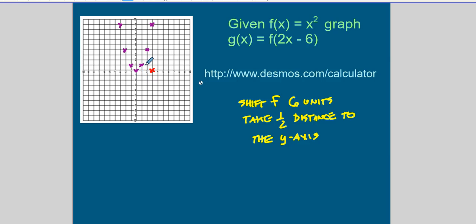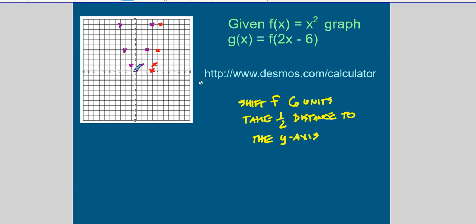Every one of these points, so this point here gets moved 1, 2, 3, 4, 5, 6, gets sucked half back to the y-axis. That's going to be 3.5. This point here, 2, gets moved to 8. So half of 8 then is 4. It gets put right here. This is 3, gets moved 6 to 9. Half of 9 is 4.5. It gets moved right here.